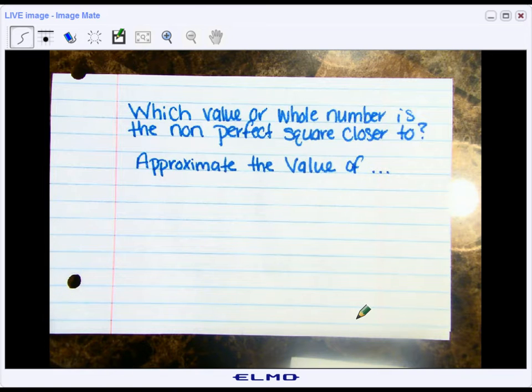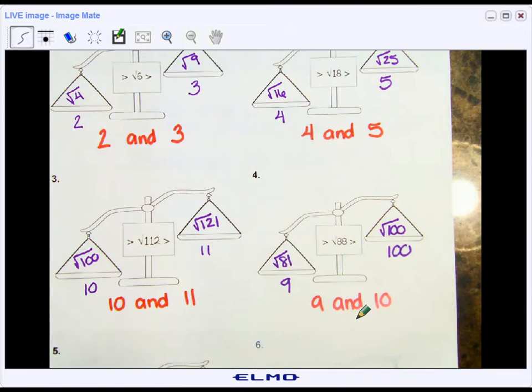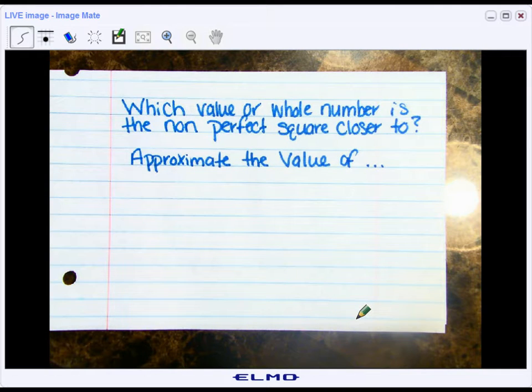In this video, we're going to take it a step further. So we're not only going to be approximating square roots between which two whole numbers like we did in the previous one, we're now going to take it a step further. And here are the two questions that you could also see. Which value or whole number is the non-perfect square closer to, or approximate the value of?